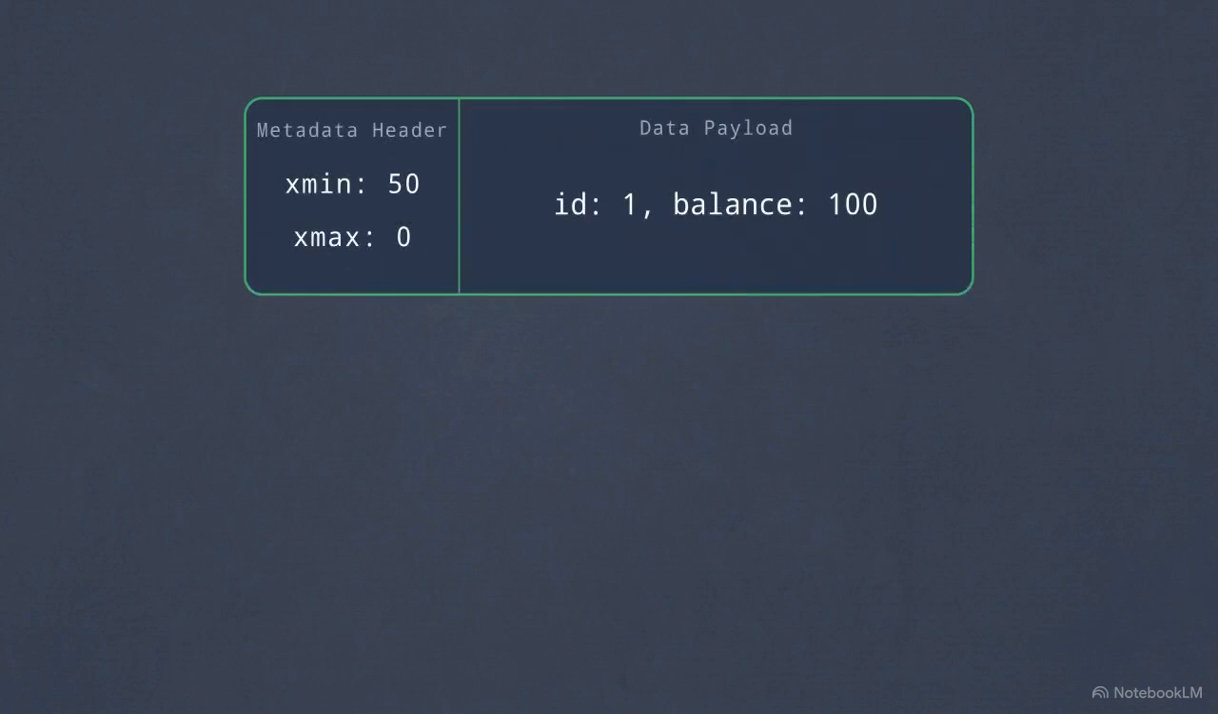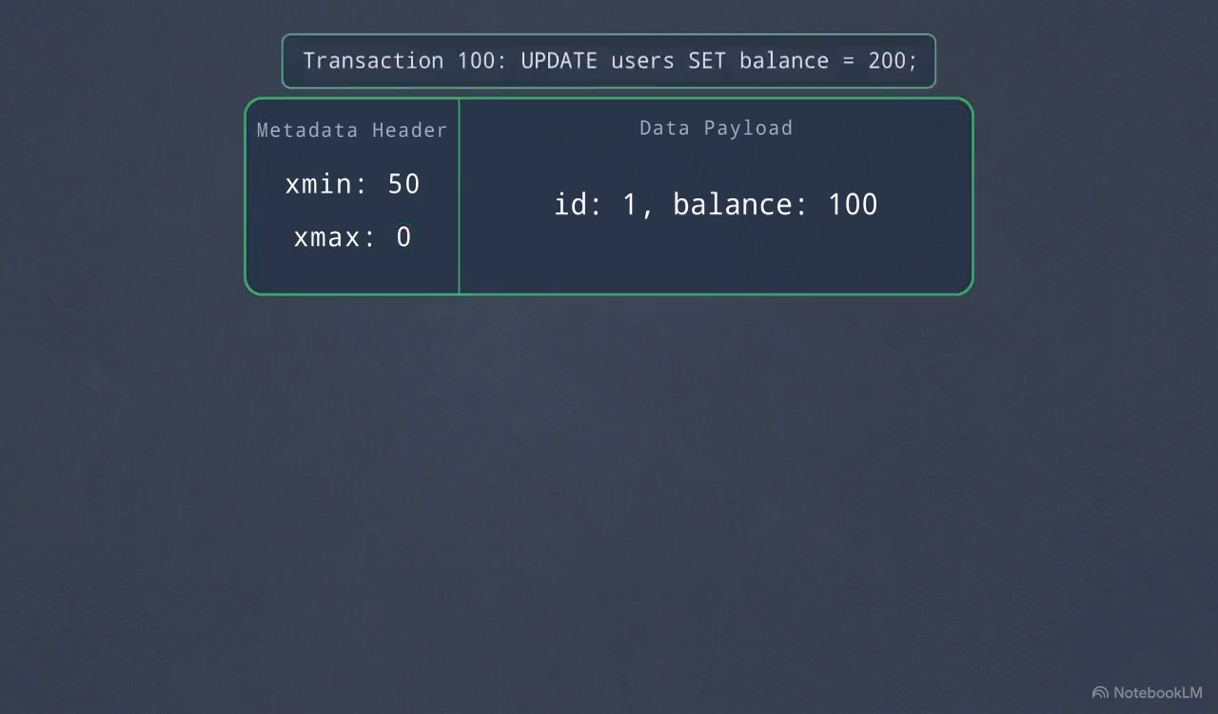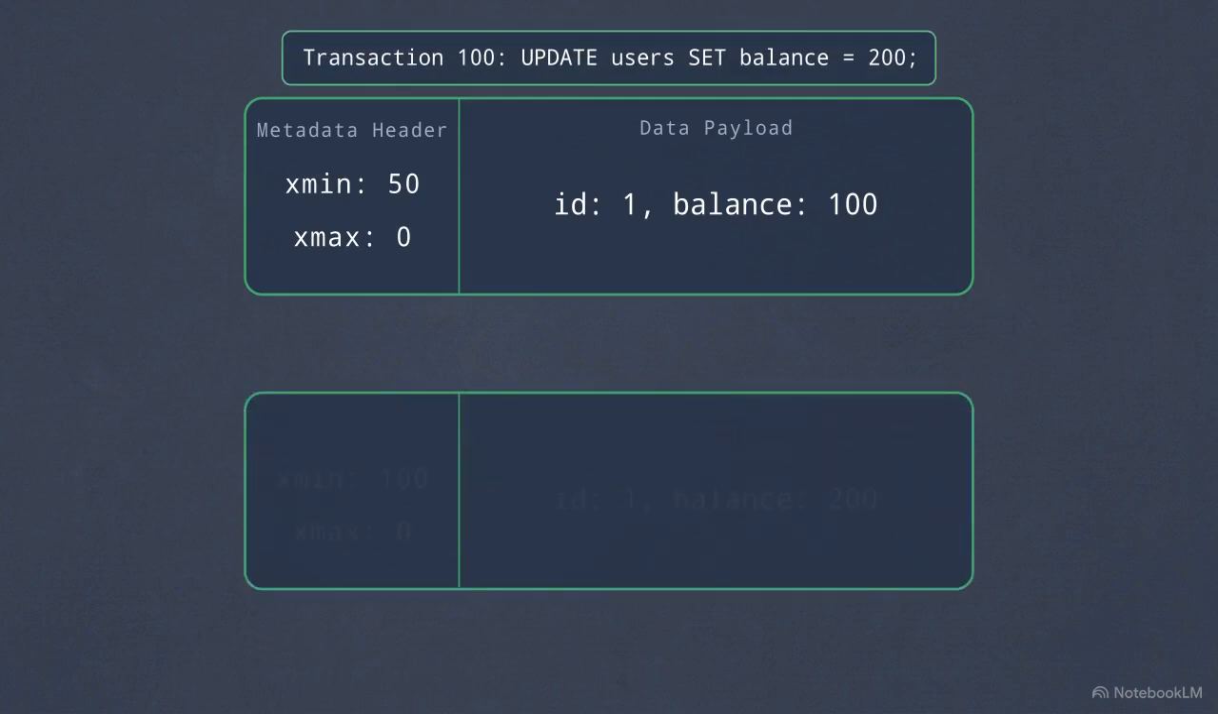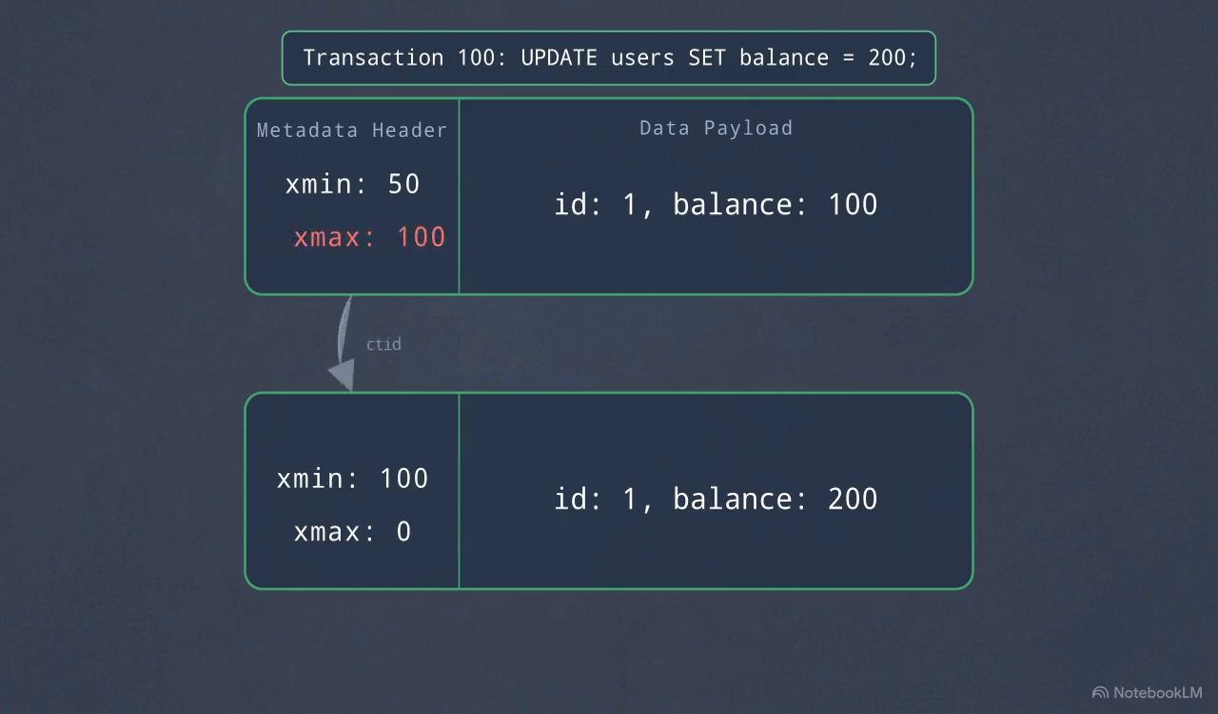Every row on a disk has a hidden header with two numeric stamps, xmin and xmax. Xmin records the transaction ID that created the row, and xmax records the one that deleted it. If xmax is 0, it tells the database that this specific version of the row is still live. During an update, Postgres writes a new row with a fresh xmin stamp. At the same time, it updates the old row's xmax stamp to match the current transaction. This allows both versions to exist simultaneously.